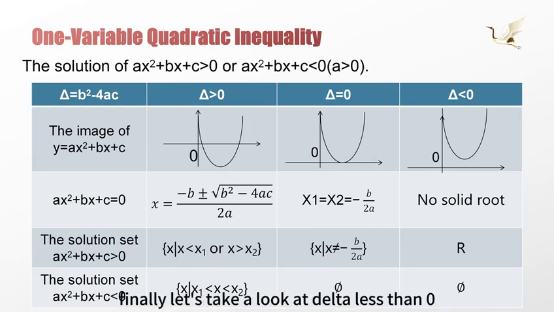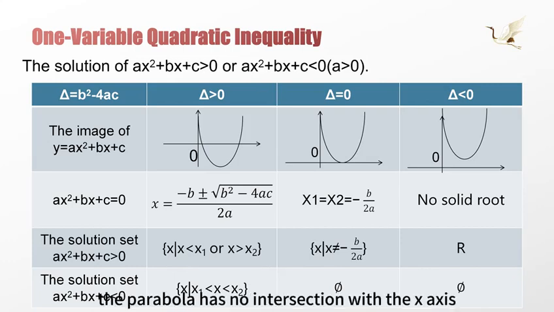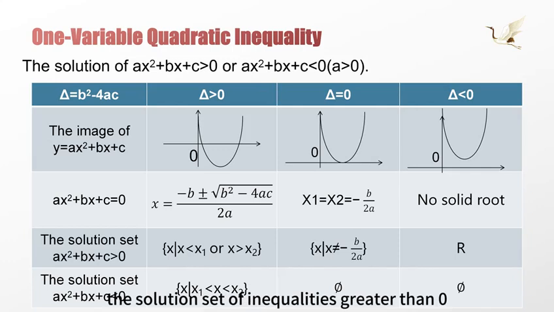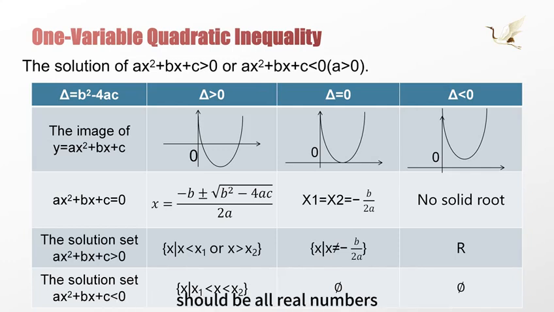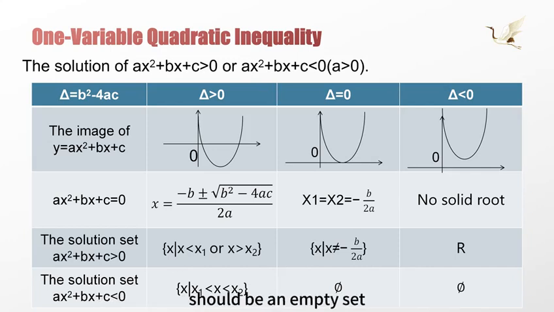Finally, let's take a look at delta less than 0. When delta is less than 0, the parabola has no intersection with the x-axis, and the image is all above the x-axis. Y is always greater than 0. Therefore, we say that the solution set of the inequality greater than 0 should be all real numbers, while the solution set of the inequality less than 0 should be an empty set.